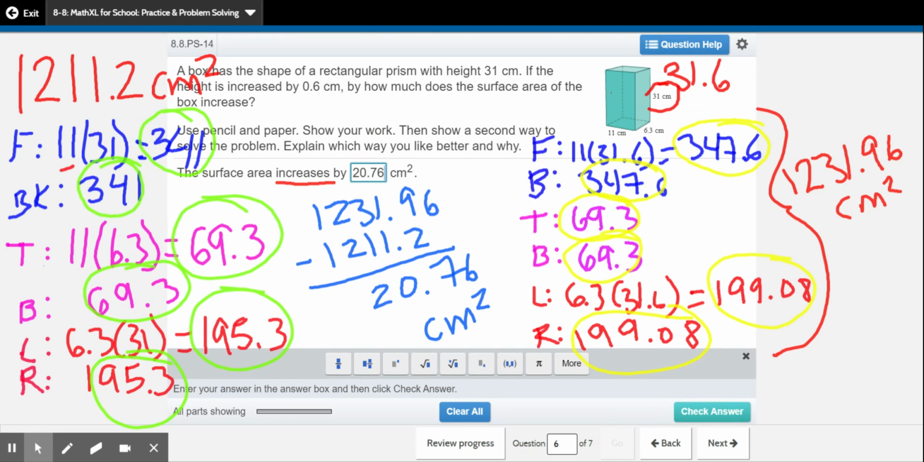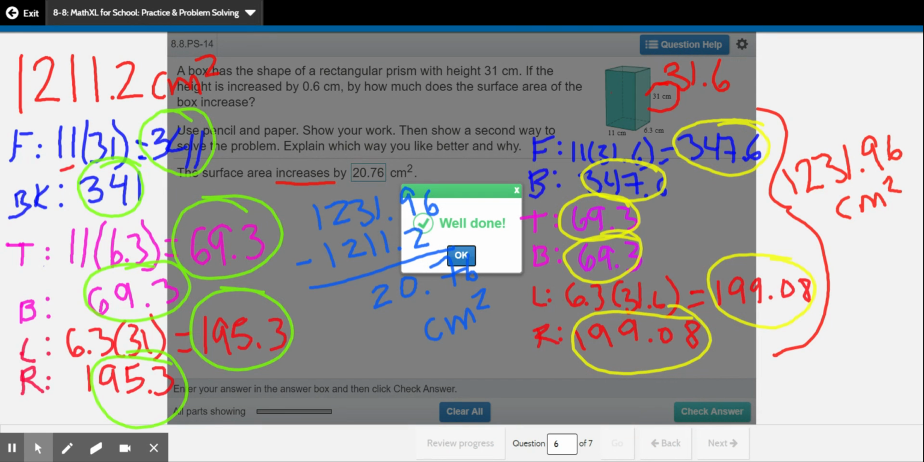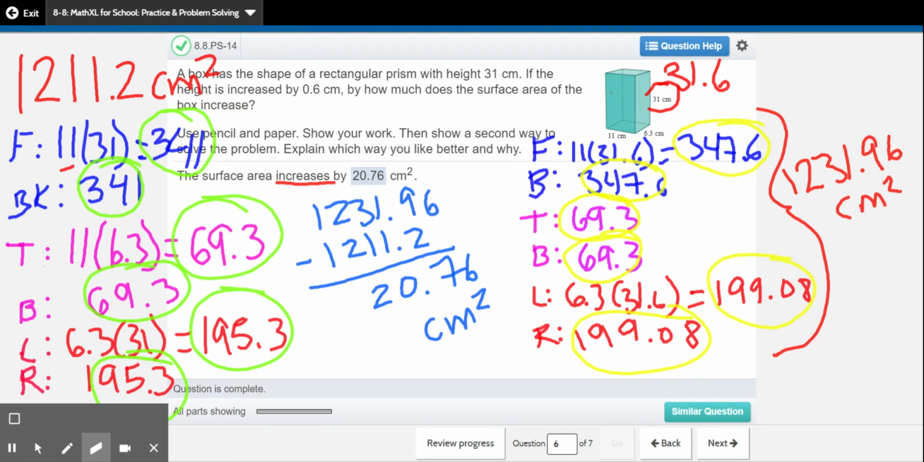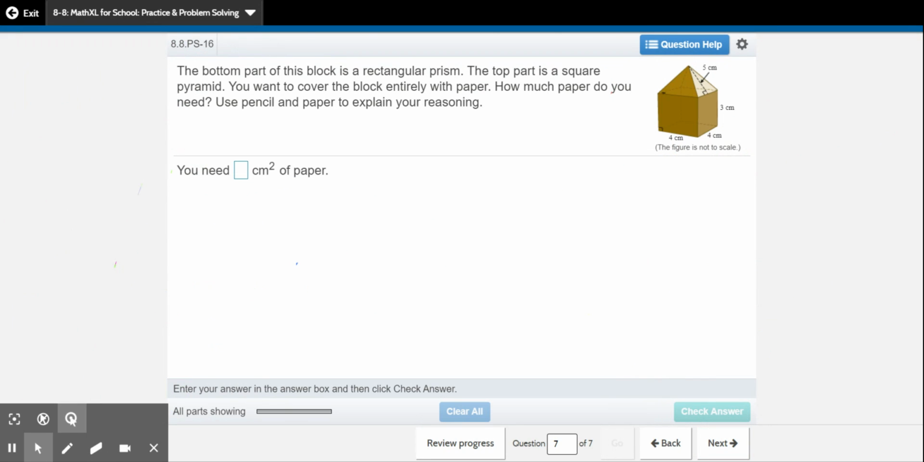Let's see if we're right. If we're wrong, then I guess we're starting this video over and I'll be really upset. There we go. Well done. I know it's a lot of work, a lot of steps, but each step, if you know what you're doing, isn't that bad, right? You're just finding the length and the width in order to find the area. So I think this problem can look a little intimidating, but I promise you it's not.